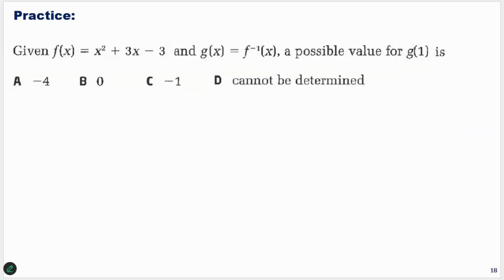Okay, next let's have a look at another quiz. Given a function f(x) which maps x to x squared plus 3x minus 3. So this is a function. There's another function g(x) equals f inverse of x, which means g(x) is the inverse of f(x), right? A possible value for g(1) is which option? A, -4, B, 0, C, -1, and D cannot be determined. Any thoughts? So have a look at this practice and let me know when you finish, okay?